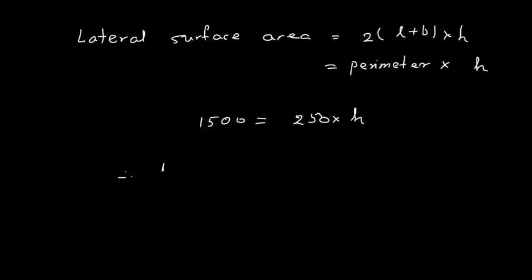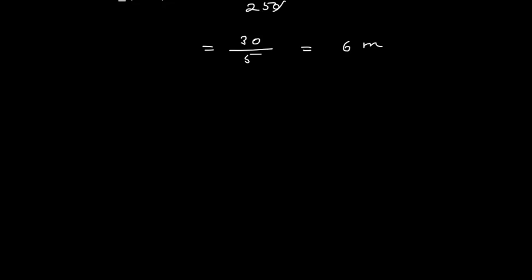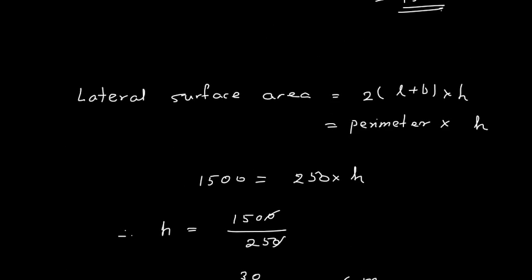So therefore from here I will get height h is equals to 1,500 divided by 250. So this 0 0 cancels. 5 threes are 15, so 30 upon 5, 5 sixes are 30. So 6 meter. Everything is in meters. So the height is 6 meters. So therefore required height of room is equals to 6 meter. Simple question.